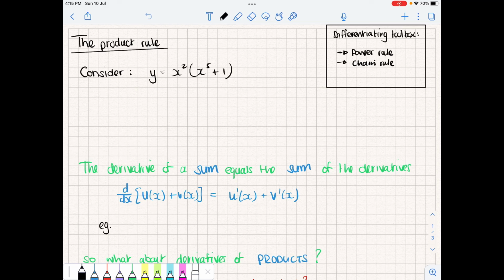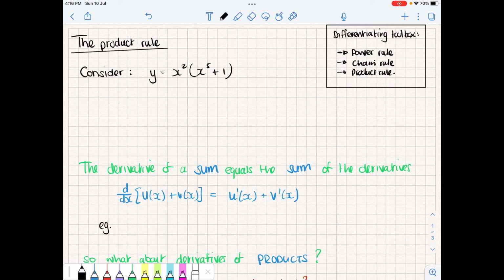Okay, so following on from last lesson, we're going to keep adding to these differentiating techniques that we've already got. So we've learned the power rule, we've learned the chain rule, and today we're going to add another little tool to our toolbox, and that's going to be something called the product rule. So let's have a look and consider this example here. y equals x squared, in brackets, x to the power of 5 plus 1.